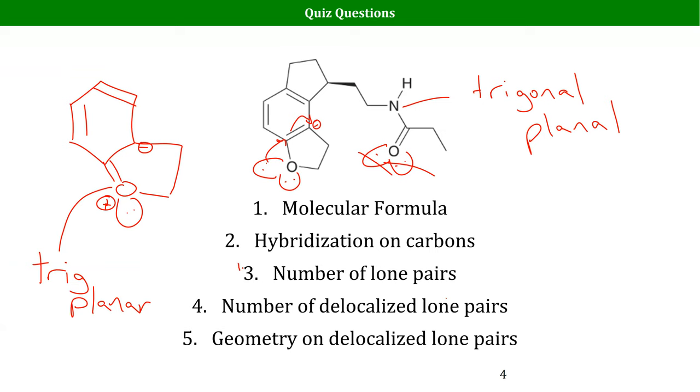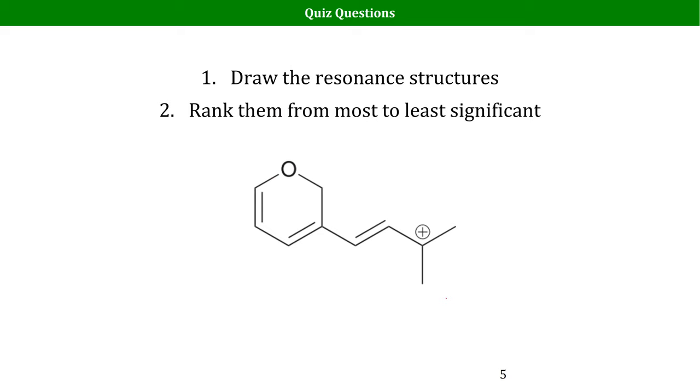All right, but this was the bulk of the quiz, was answering these questions. And then I had one where we can draw a number of resonance structures and rank them from most to least significance. Let's try this one. Don't forget that there are lone pairs on that oxygen, so you might need to do one of those. You might need those lone pairs to be delocalized on one or more of your resonance structures.